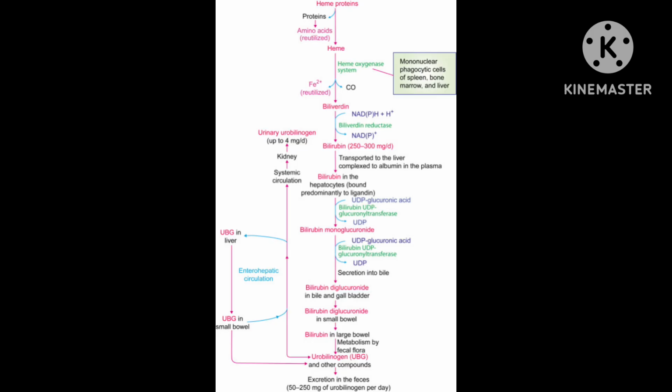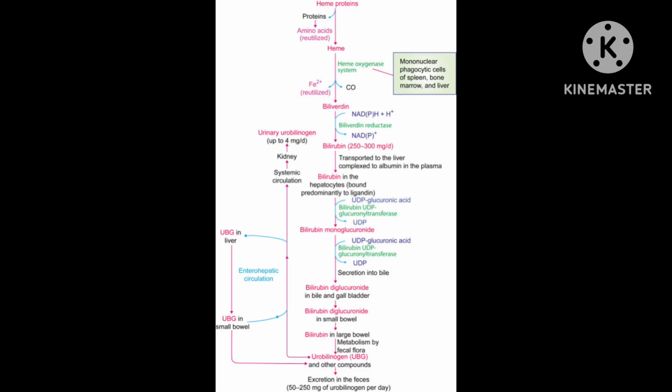This urobilinogen, class, has several possible fates. The first one, the majority of it is oxidized by intestinal bacteria and formed into stercobilin, which, by the way, actually imparts the characteristic brown color of our feces, remember?